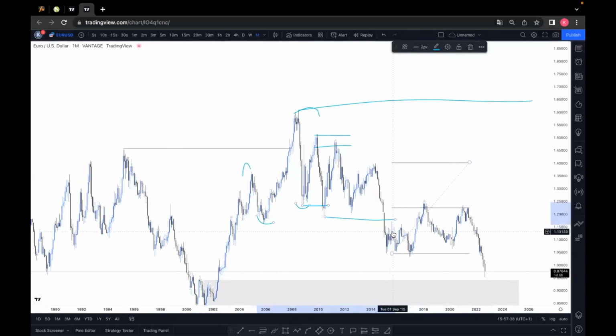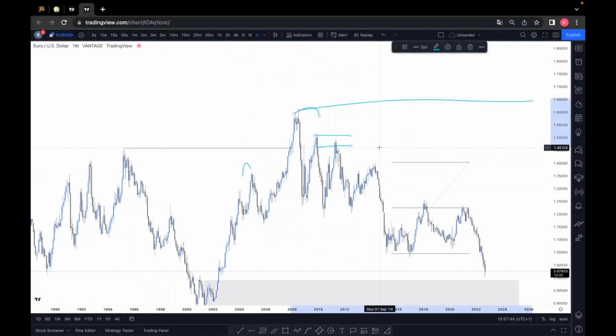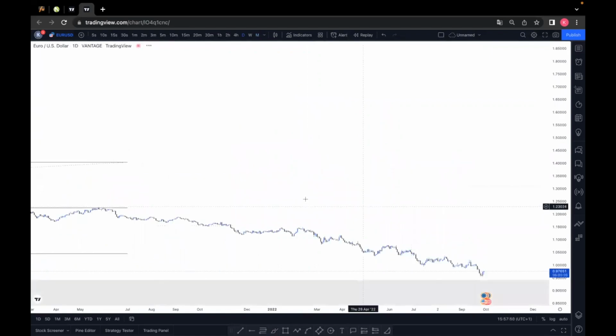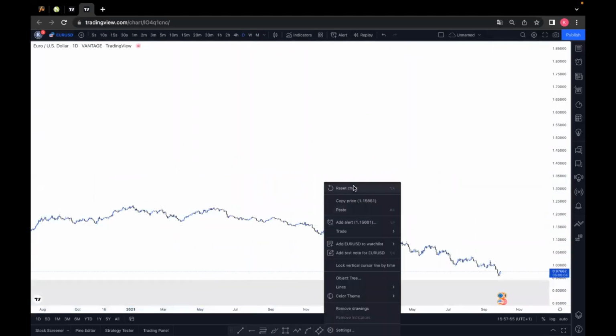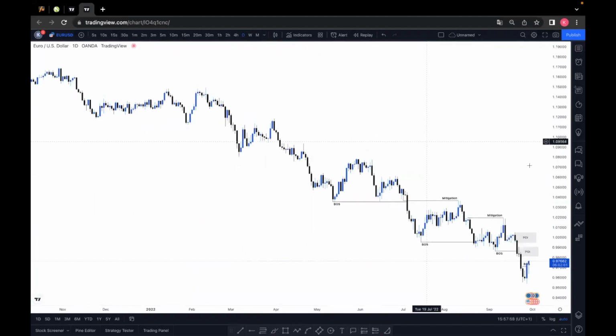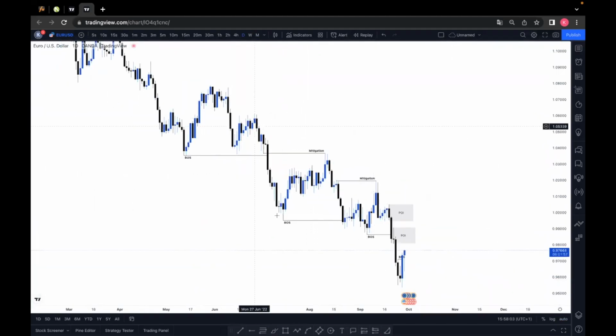So let me just delete the markups right here before we go to the daily time frame. So if we go to the daily time frame, just a moment. Okay. So on the daily time frame right here, we can clearly see that we had this push to the downside. We had a mitigation, right?